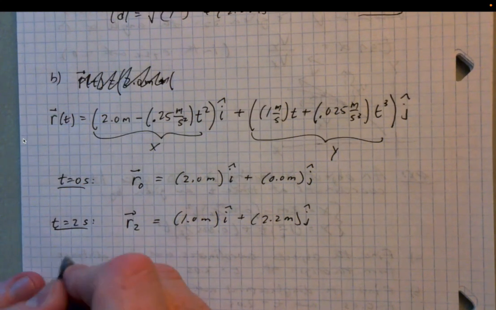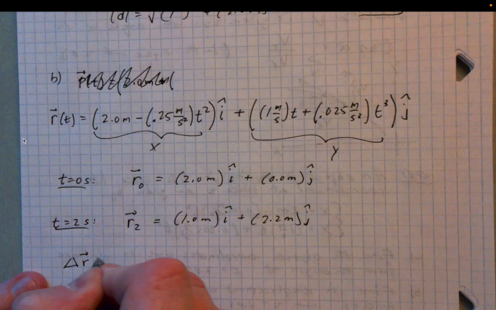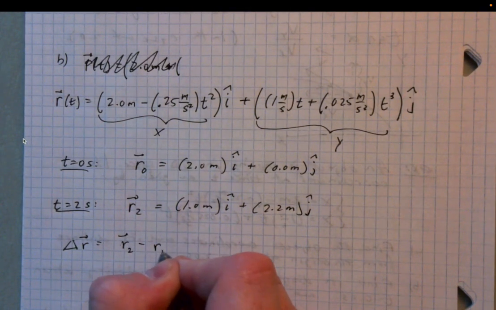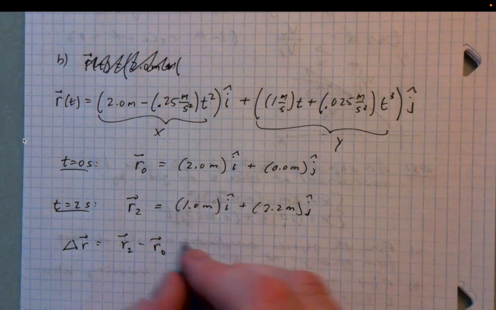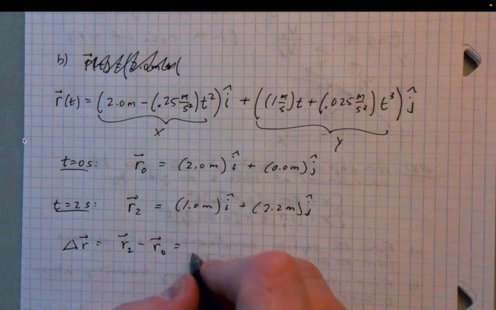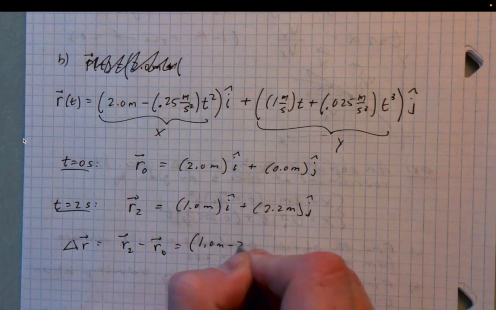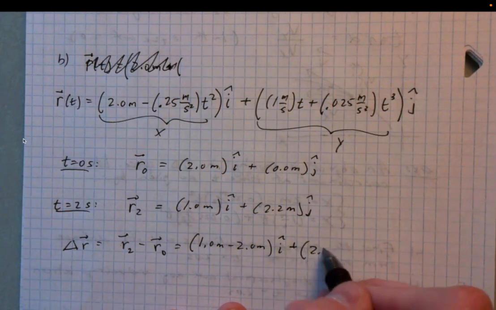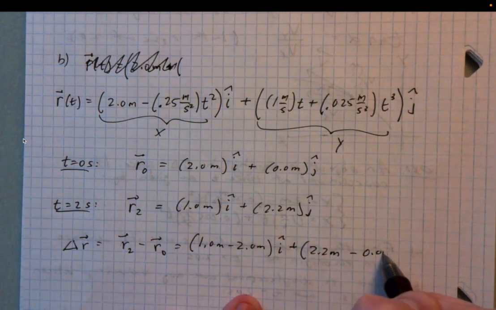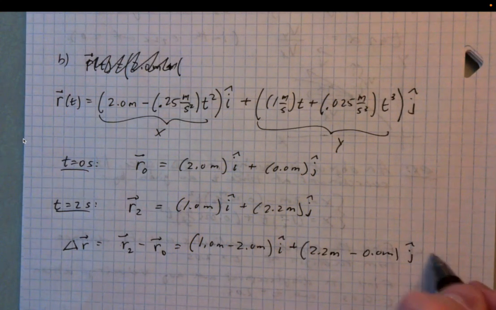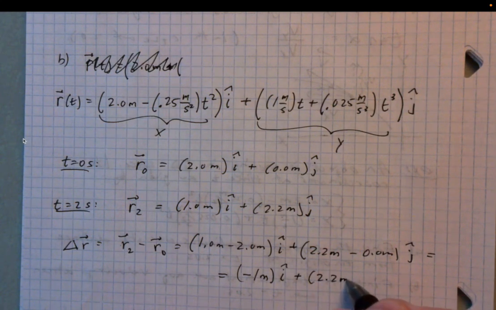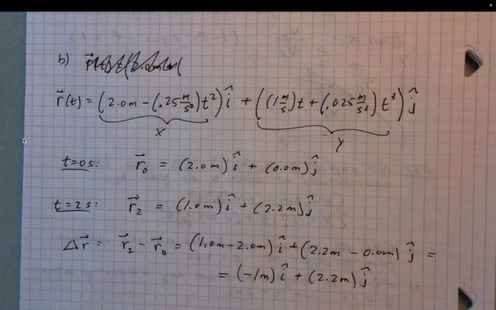And so what's my displacement? Well, delta r is going to be equal to r2 minus r0 in this case. Right, so r2 minus r0. And so that's going to be 1.0 meter minus 2.0 meter i hat plus 2.2 meters minus 0.0 meters j hat. Okay, and so I can see that my displacement is negative 1 meter in the x direction plus 2.2 meters in the j direction, or the y direction.